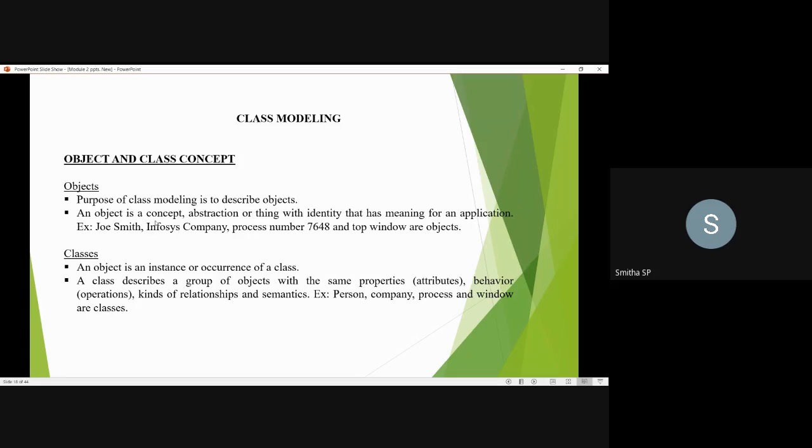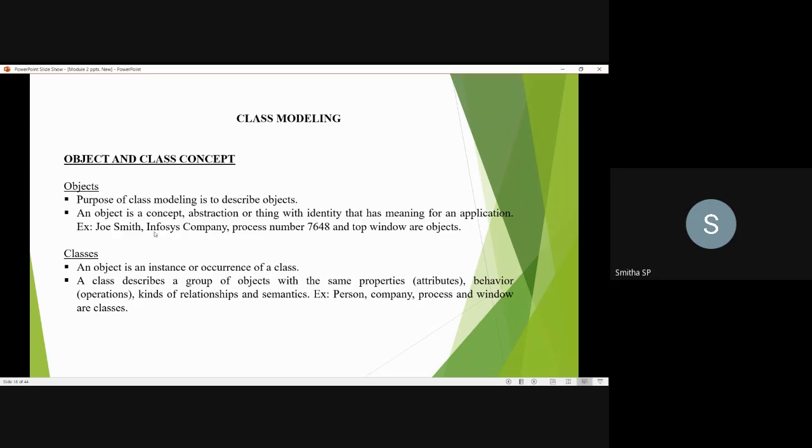An object is a concept, abstraction, or thing with identity that has meaning for an application. Example: Joe Smith, Infosys Company, process number 7648, and top window are objects.